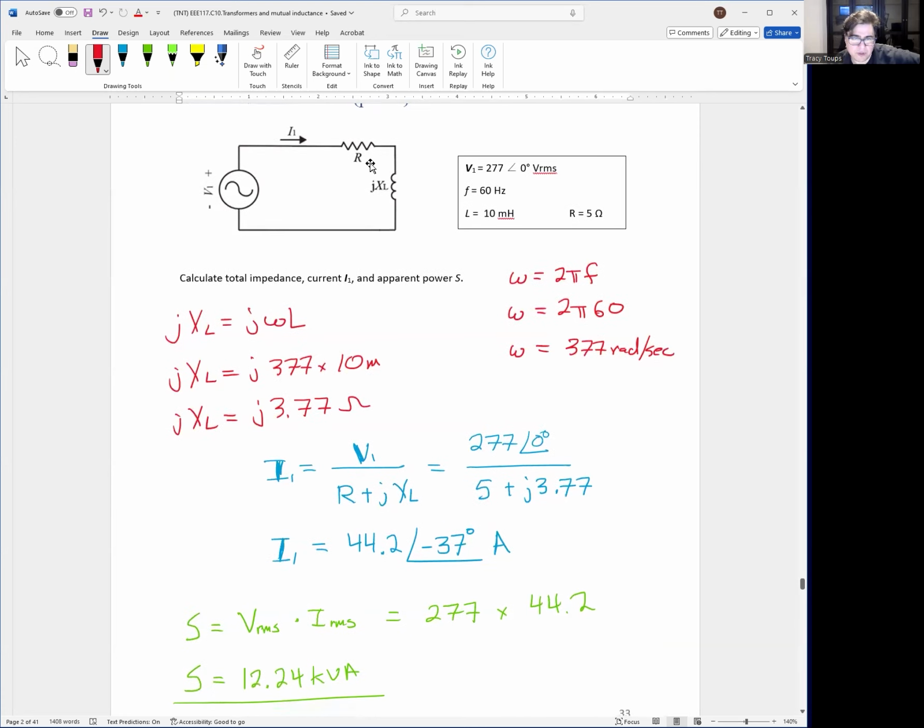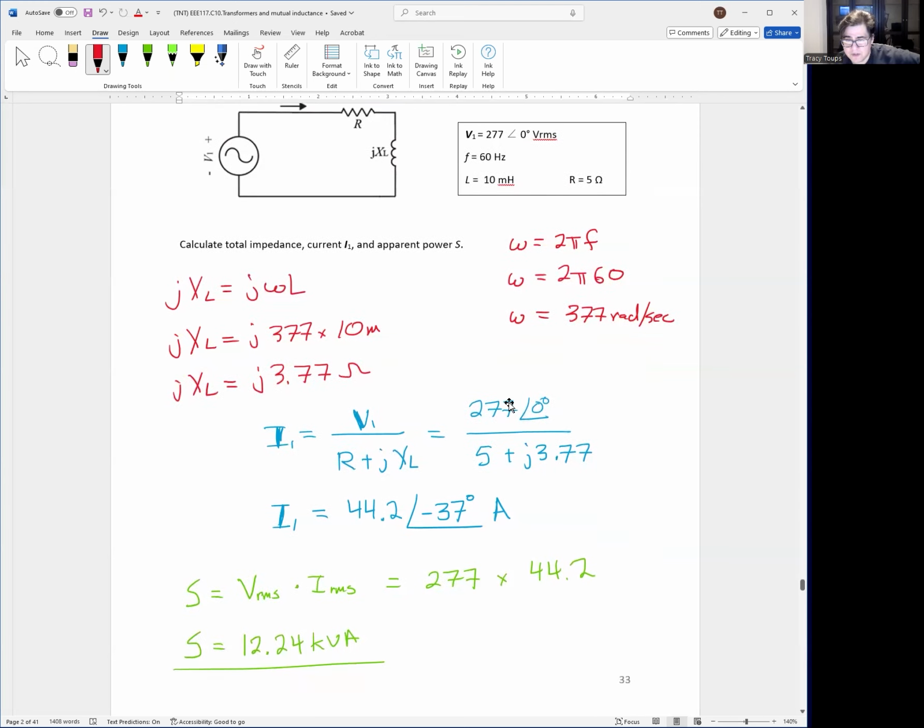Now the current flowing through the circuit is going to be your voltage divided by your net impedance, which is R plus jX because they're in series. So V1 divided by R plus jX, where it's a phasor. So V1 is 277 angle 0 degrees volts RMS, divided by 5 plus j3.77, where 5 is the impedance of the resistor. Number crunch it out real quick, and you're going to get 44.2 angle negative 37 degrees amps RMS.